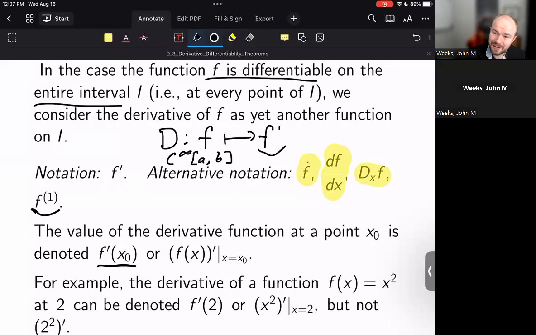But D is not the function that is going to be called the derivative here. We're going to say the derivative of f, and we're going to be calling f prime this function. So we're not quite looking at the differential operator right now. We're only looking at f prime, the function that comes out of the differential operator.